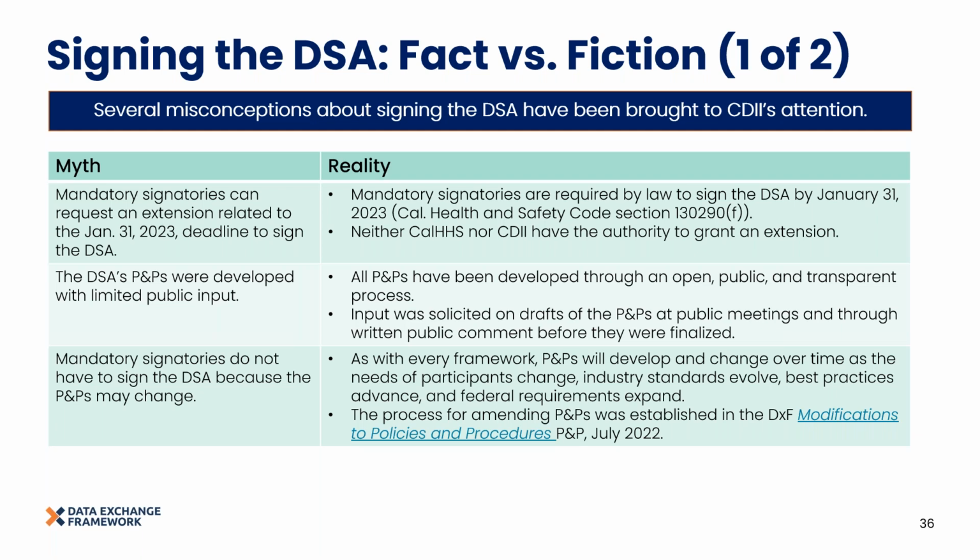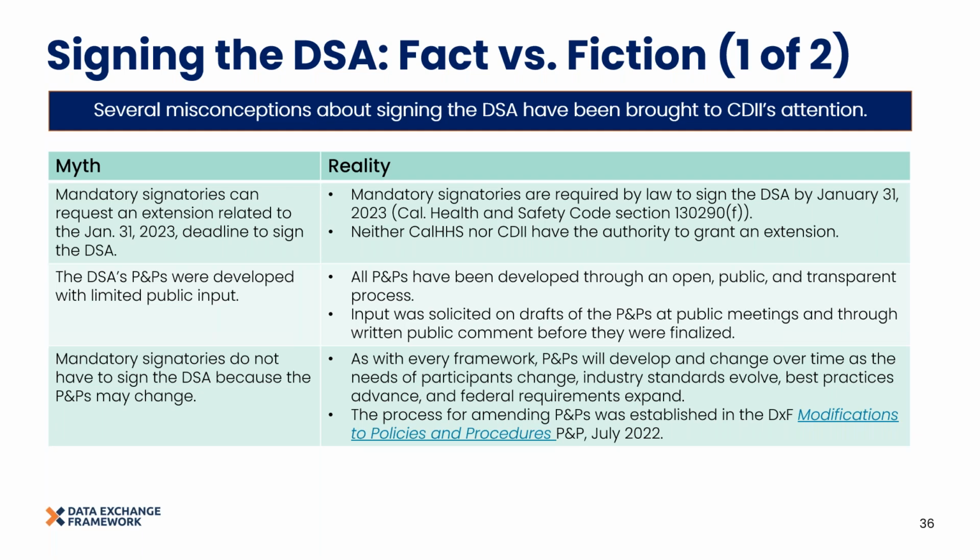It's section little f that lists the 6 types that are on the earlier slide about who must sign. The DSA's policies and procedures were developed with limited public input. So that is some of the feedback that CDII has received over the last 6 months or so. They have all, however, been developed through an open, public, and transparent process.